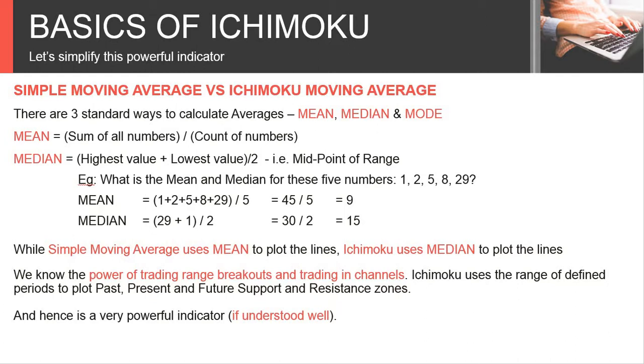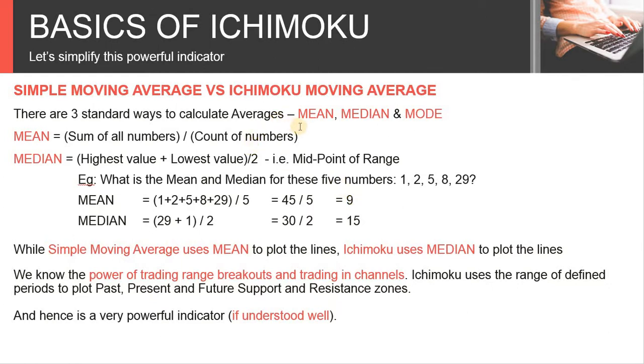Just to give you a quick difference between mean and median, we know in school we've studied mean, median, and mode as methods of calculating averages. What is the mean? If you have a series of say 5 numbers, the mean is the sum of all 5 numbers divided by 5, which is the total number of numbers in that set. In this example, I have given 1, 2, 5, 8, and 29. The mean would be 1 plus 2 plus 5 plus 8 plus 29 divided by 5, which is 45 divided by 5 equals 9.